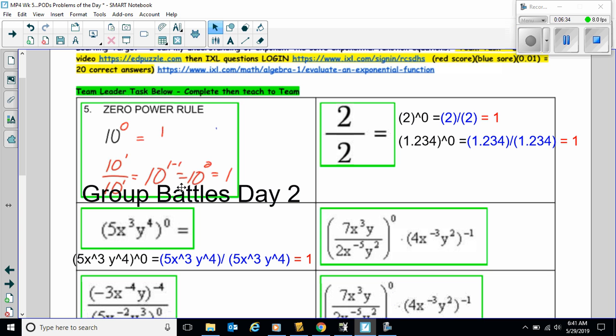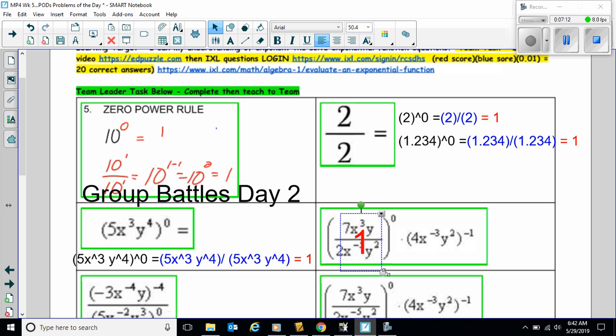So that means that when we have this 0 power rule, no matter how crazy the number or the question might look, anything raised to the 0 power will be 1. So 2 raised to the 0 power, 1. 1.234 raised to the 0 power, 1. All of this stuff here raised to the 0 power, yeah, you got it. It's going to be 1. Okay? So, literally, these problems aren't as ugly once we know what they really mean.